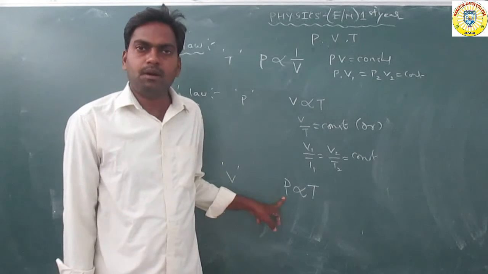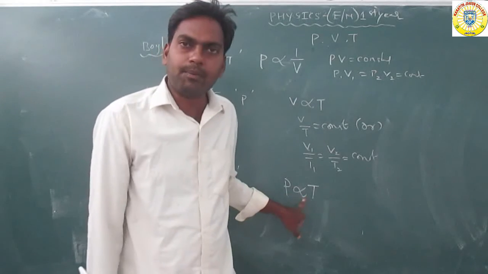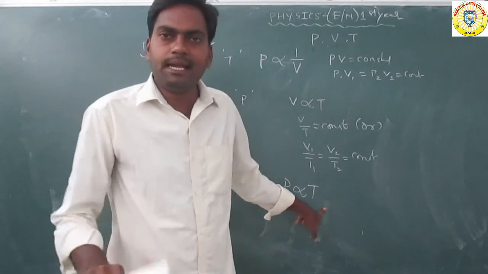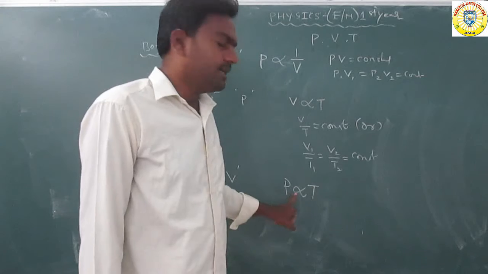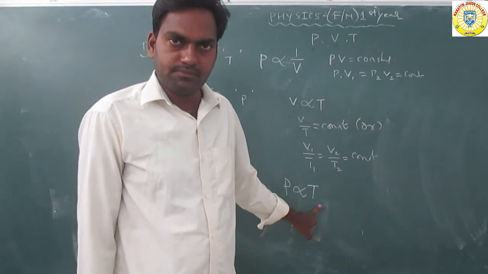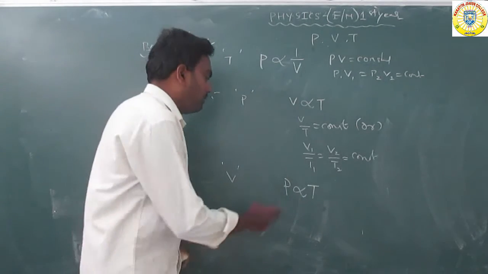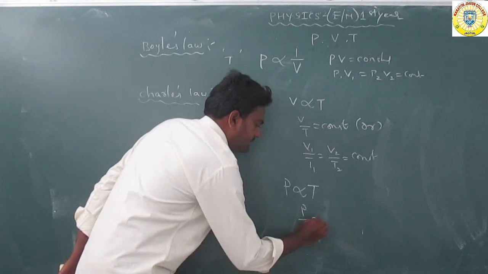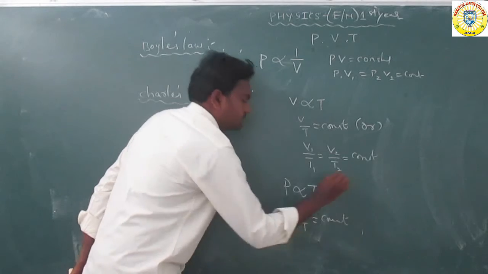The pressure of a given mass of gas is directly proportional to its absolute temperature. Got it? So we can write the mathematical form: P is directly proportional to temperature. In other words, P by T is equal to a constant.